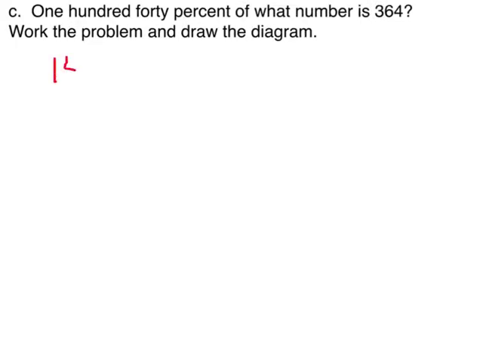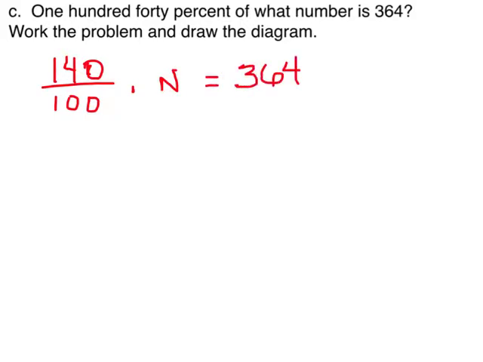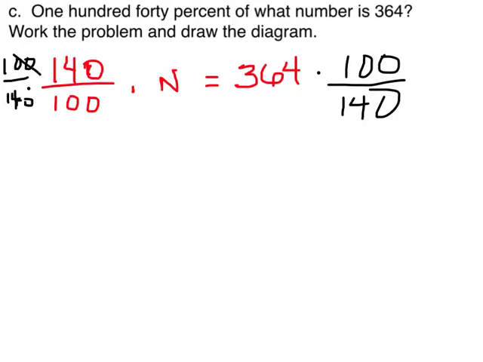Alright, 140%. So we already know that this would have a 1-part diagram for the after diagram, because the percent is greater than 100, of what number is 364. So how do we get n by itself? Well, we're going to have to get rid of 140 over 100. So we'll flip that, times 100 divided by 140. And we get all of this to cross cancel out.